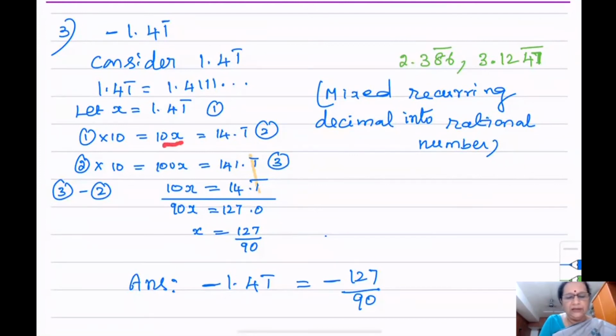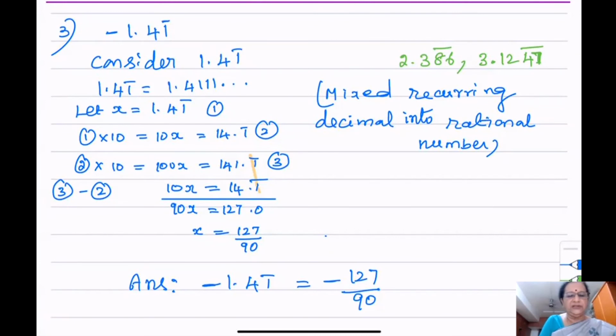So 10x into 10 becomes 100x. When you multiply by 10, there are many ones here. One alone will be shifted to the whole number part. So it becomes 141.1 bar. Then already you have 10x here, 14.1 bar. So when you observe the decimal part, you should get the same. Only then on subtraction, it will be 0. So 90x is 127. 141 minus 14 is 127. So x is equal to 127 by 90.